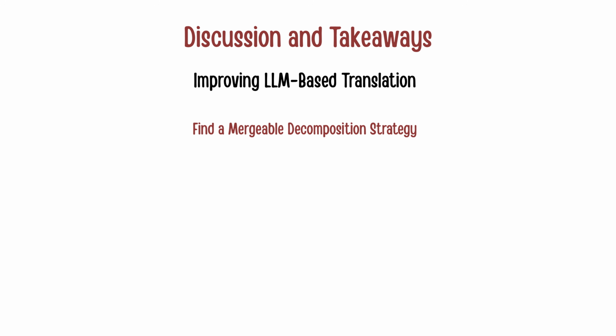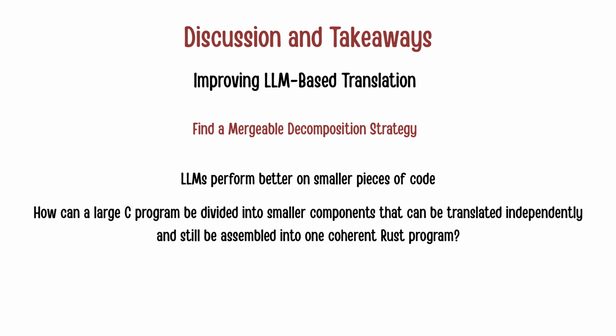The second challenge is decomposition. LLMs perform better on smaller pieces of code, but translating each function independently can create inconsistent translations that cannot be merged. So, future work needs to answer, how can a large C program be divided into smaller components that can be translated independently and still be assembled into one coherent Rust program? The authors suggest the idea of incremental migration.